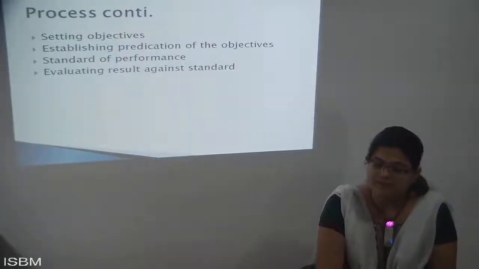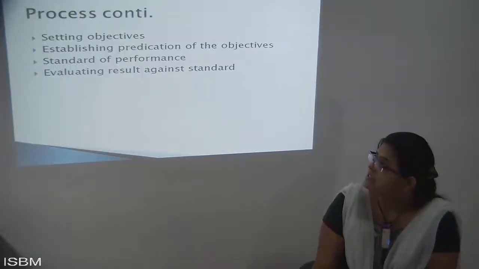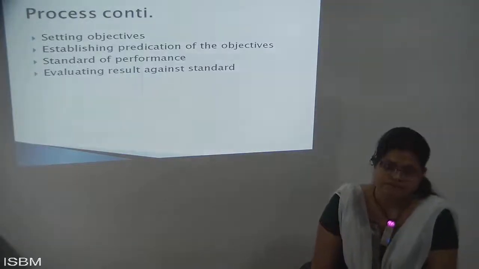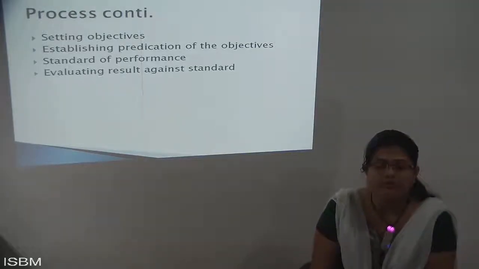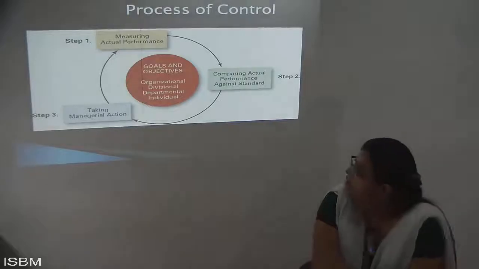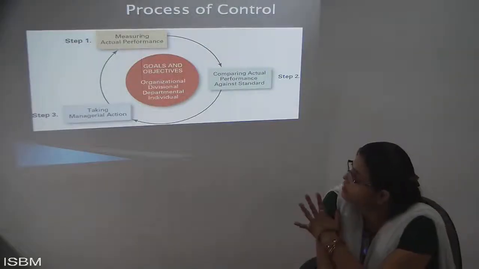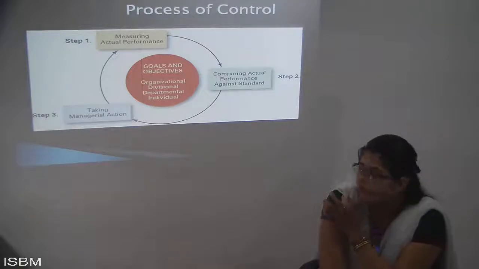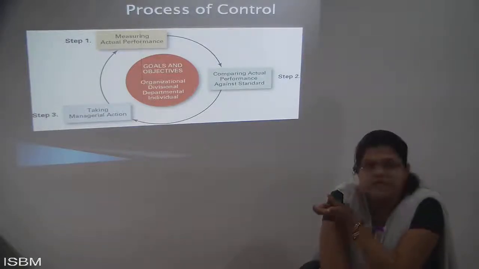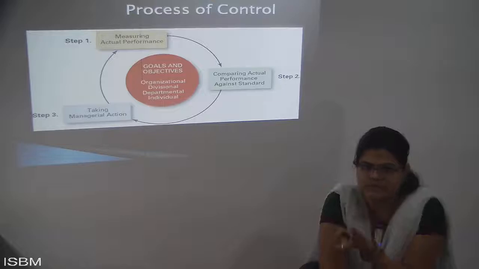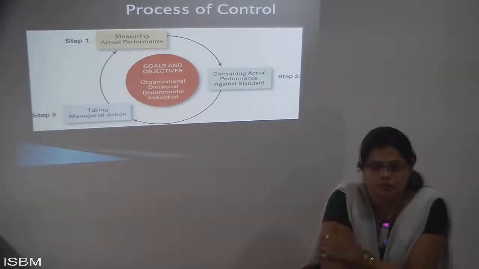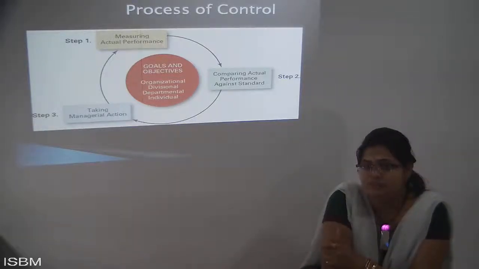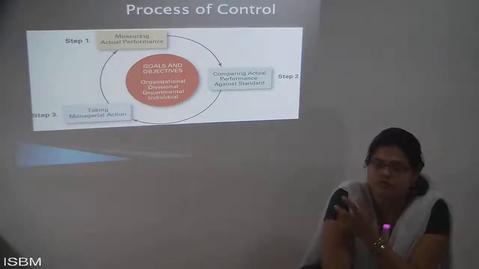Now here, what does the process contain? Why do we use this process? Here we have seen different ways, with the help of steps like step 1, step 2 and step 3. Now why do we use the process of control? Why do we control each and everything, and why are we using this type of process?